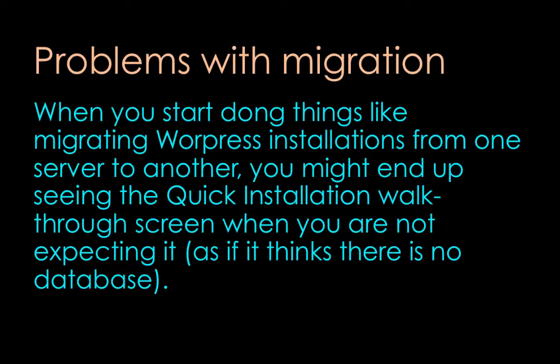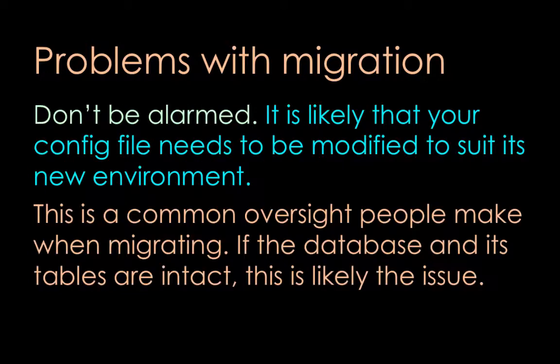Okay, this is something else that sometimes can happen when you have problems with migration. Again, this is something that you don't necessarily have to know right this minute, but I'm bringing it up right now because when it comes up later, you can always come back and look at this demo or this lecture to see if you can get some tips on troubleshooting. So when you start doing things like migrating WordPress installations from one server to another, you might end up seeing the quick installation walkthrough screen when you're not expecting it, as if it thinks there's not a database connected to it. Don't be alarmed. It's likely that your config file needs to be modified to suit its new environment.